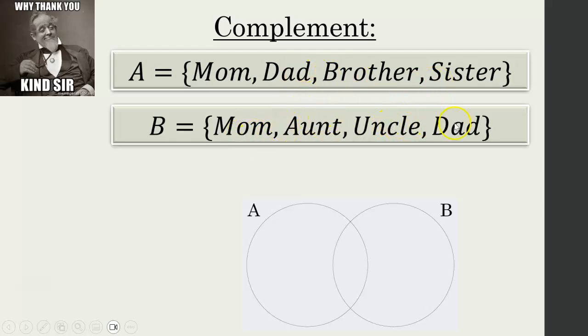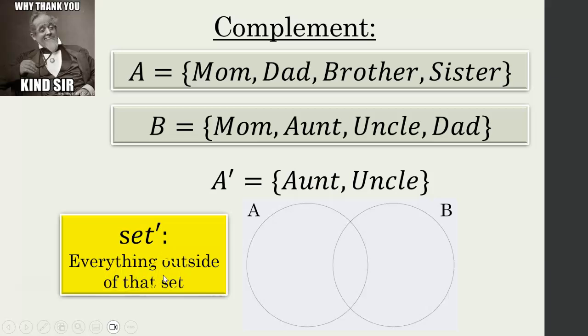mom, aunt, uncle, dad. If you were to fill them in here, think first about what they have in common, the intersection. Okay, mom and dad, those are both in the intersection. And then in set A, I'd have brother, sister, and in set B, I'd have aunt and uncle. Okay? Now I have A with a little dash, which is equal to aunt, uncle. So what does A dash mean?